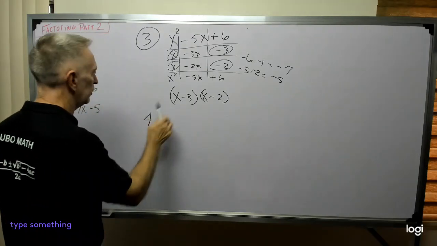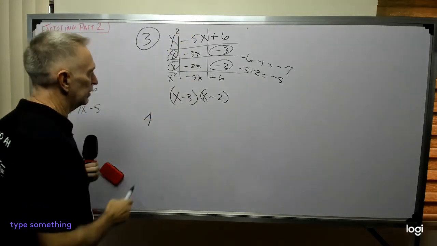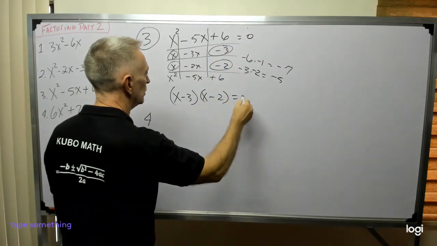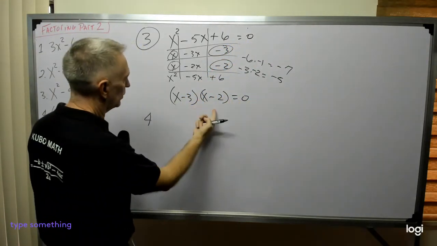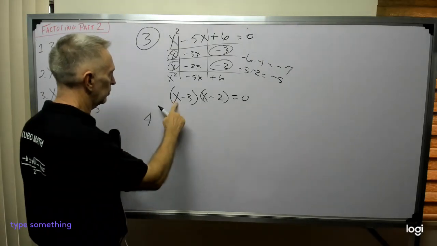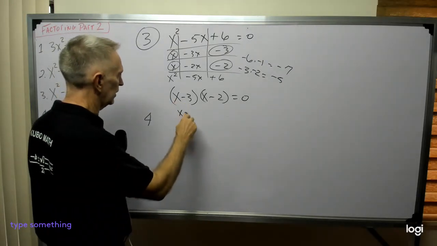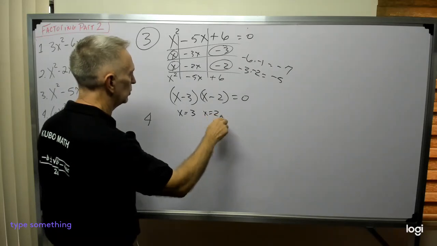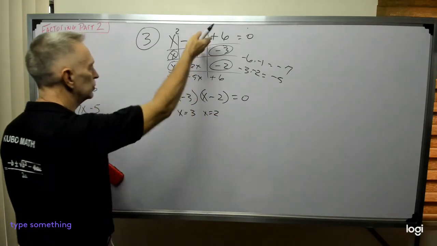Okay, and you could FOIL that to check yourself if you want, or if this were set equal to 0, I would know this one or this one is 0, so 3 minus 3, so x equals 3, 2 minus 2, so x could equal 2. So those would be solutions for that problem.